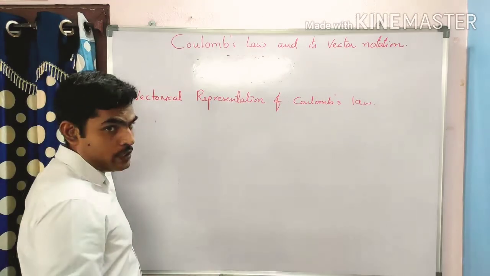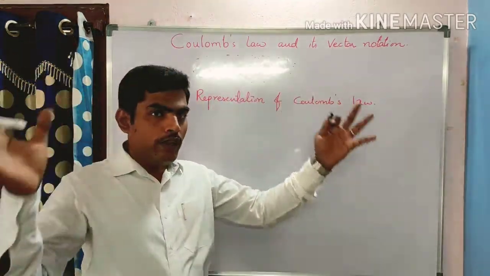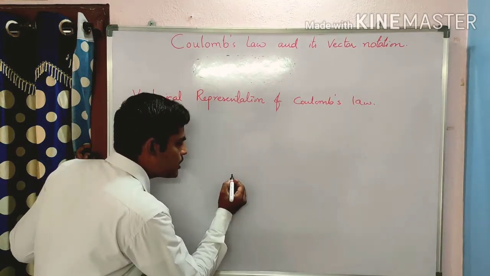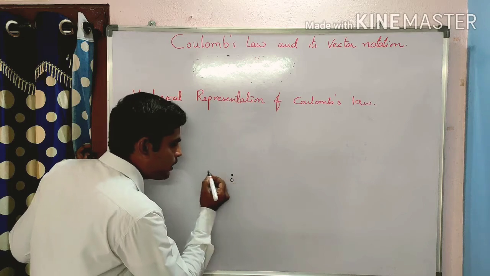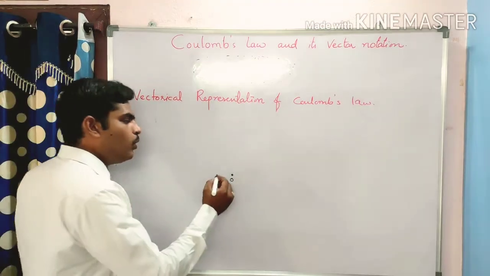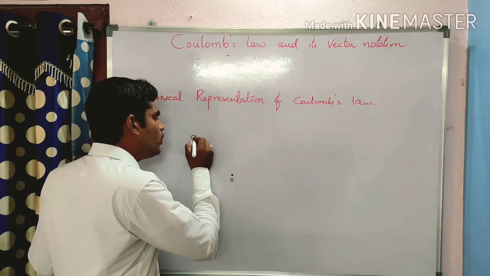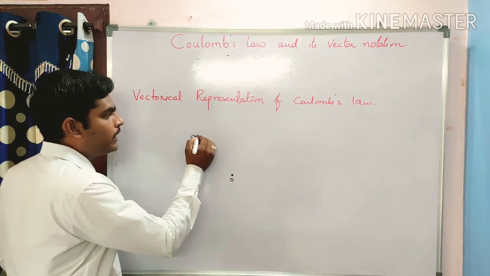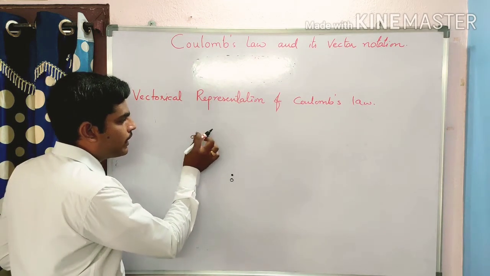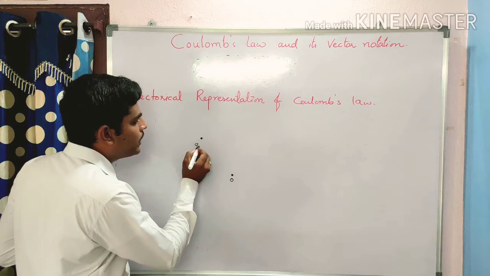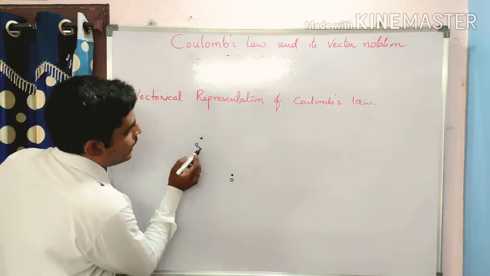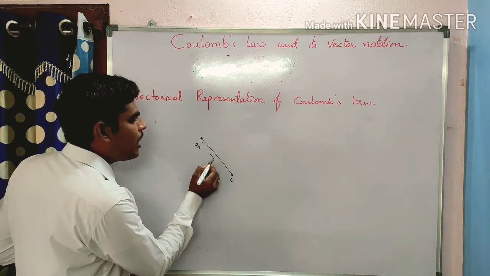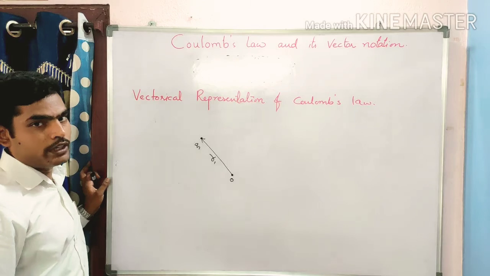See, this is free space. Suppose there is a space, a vacuum, some medium. There I have taken a reference point O. From this O I have taken a charge Q1. Q1 charge I have taken here. The line joining O and Q1 shows a position vector R1. R1 is a position vector.